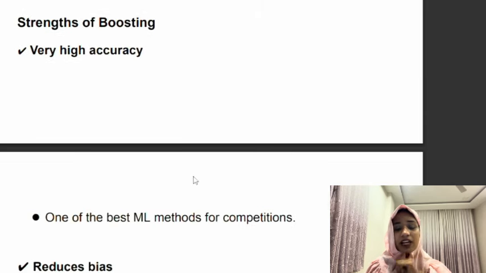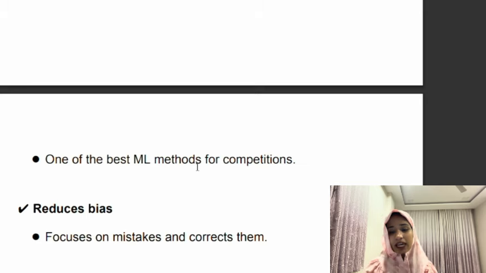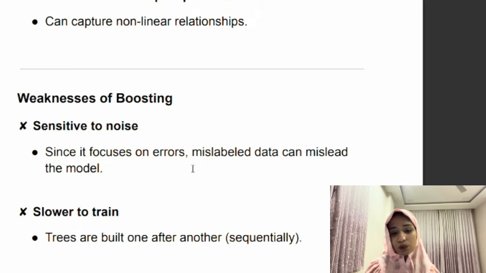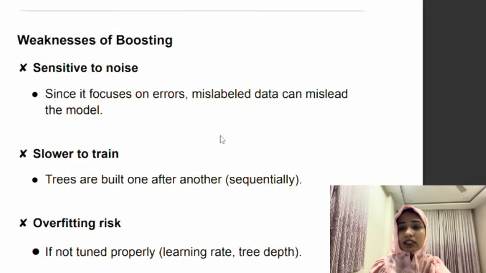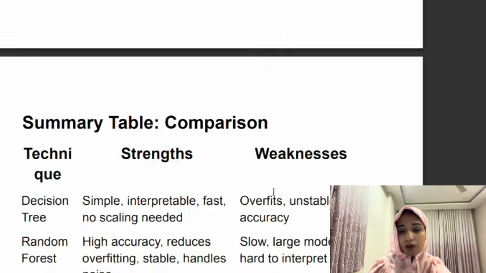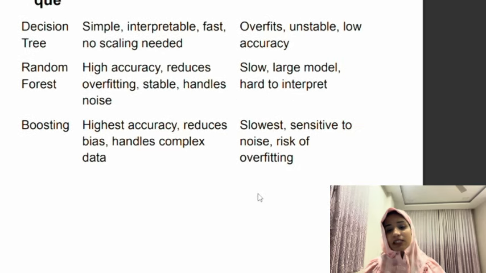Strengths of boosting: very high accuracy, one of the best ML methods for competitions. Reduces bias, focuses on mistakes and corrects them. Works well with complex patterns, can capture non-linear relationships. Weakness of boosting: sensitive to noise. Since it focuses on errors, mislabeled data can mislead the model. Slower to train, as trees are built one after another sequentially. And overfitting risk if not tuned properly.